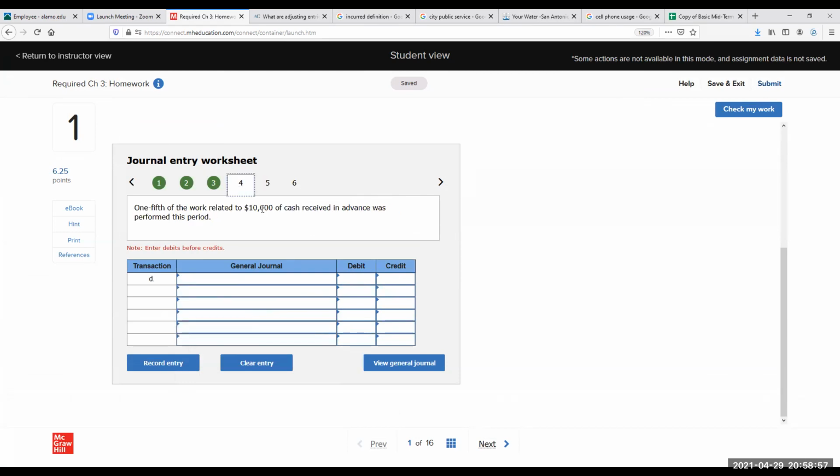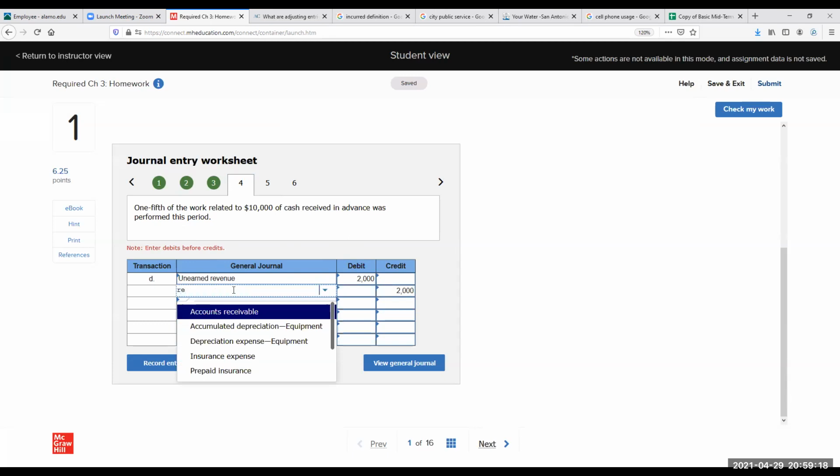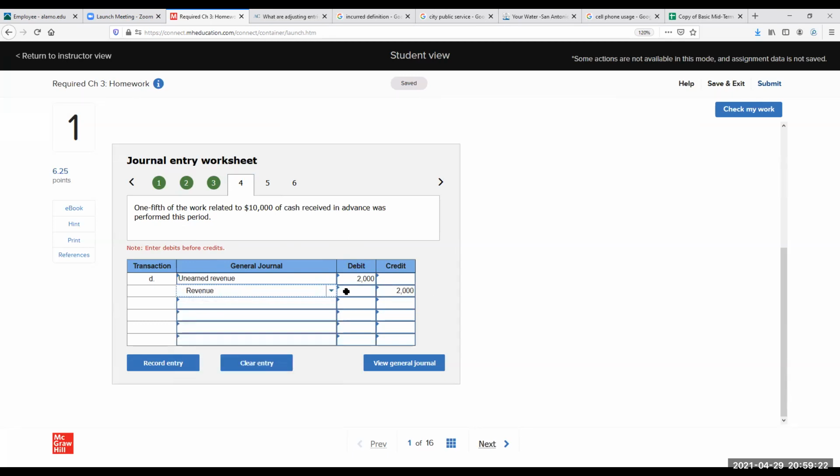1/5 of the work related to 10,000 cash received in advance was performed this period. So 1/5 is $2,000. $2,000 of the work was received in advance. So the unearned revenue goes down, the liability goes down on the left, and it becomes revenue on the right side. So the revenue is going up and the liability is going down.